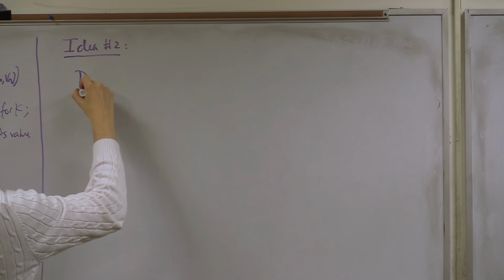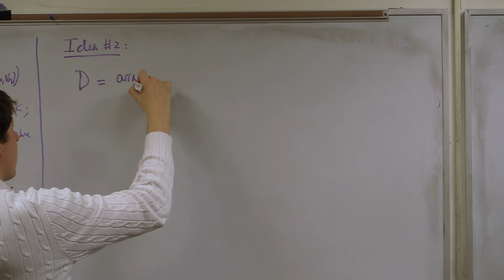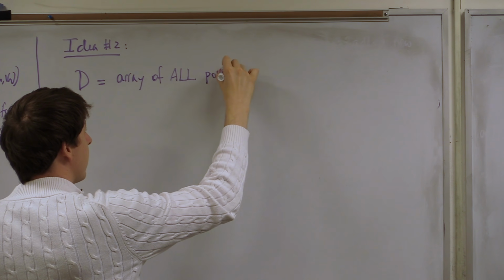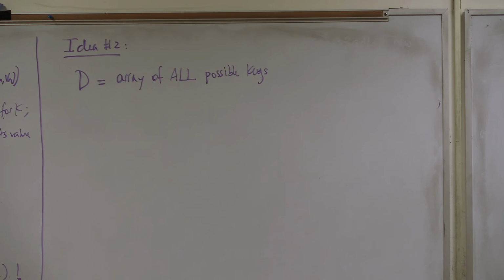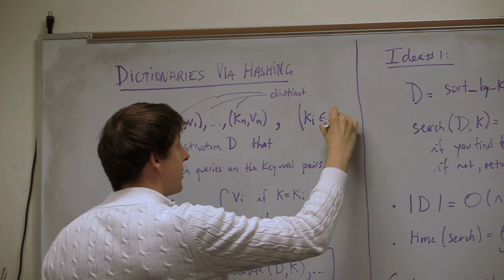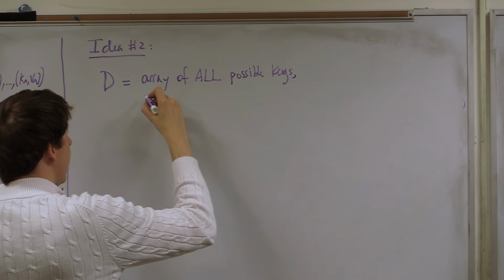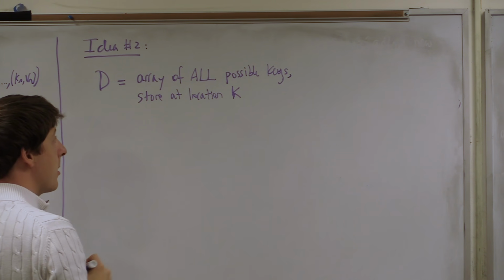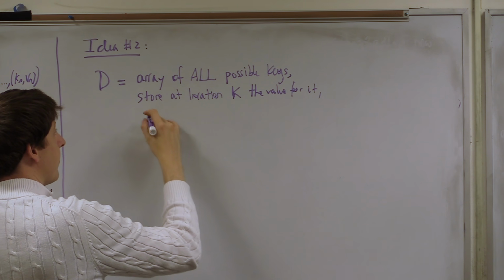So another idea would be to say, okay, let's set D to be an enormous array of all possible keys, not just the ones that we have here, but the keys come from some universe. Maybe let's write it here, that each ki is from some universe U. Okay? So this is an array of all possible keys, and you store at location k the value for it, if any.